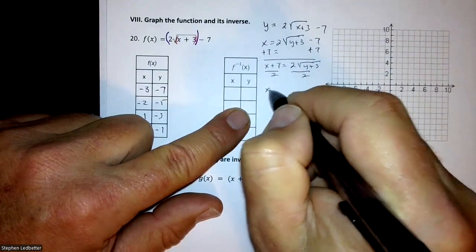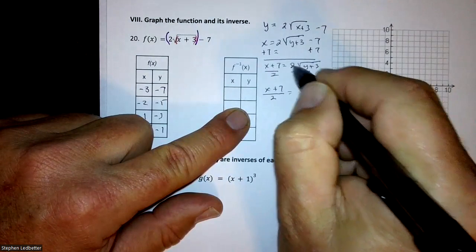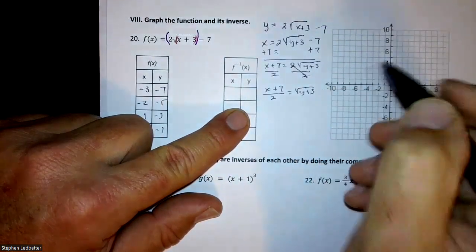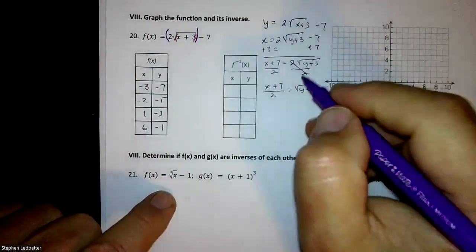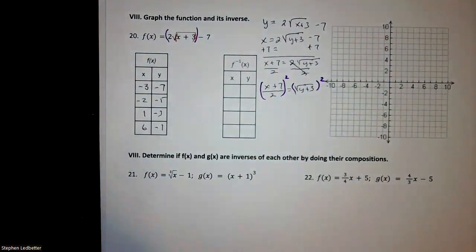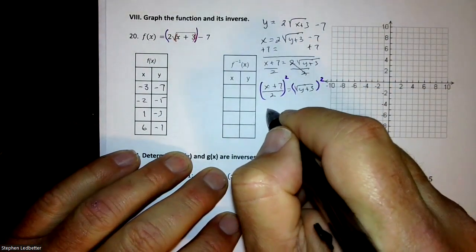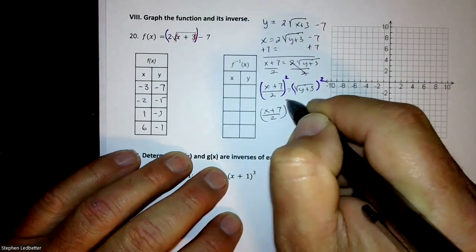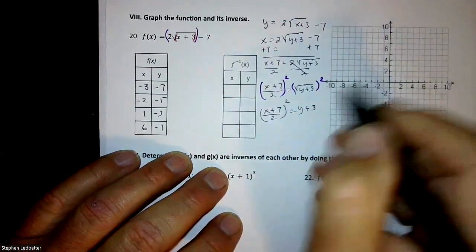So now I have x plus 7, and that whole thing is being divided by 2. These twos will cancel out. So now I have the square root of y plus 3. Now I can get rid of my square root, and I can square both sides. So I'm going to square this, and I'm going to square this. So this becomes x plus 7 over 2 in parentheses, the whole thing, and the whole thing's being squared. These will cancel each other out, so you just have y plus 3.